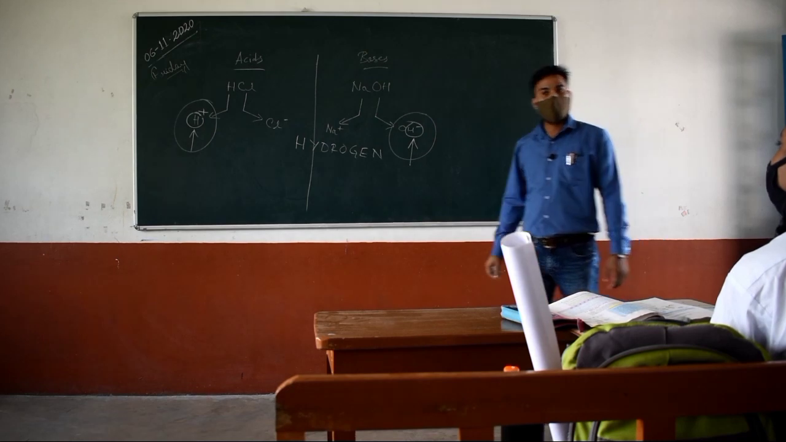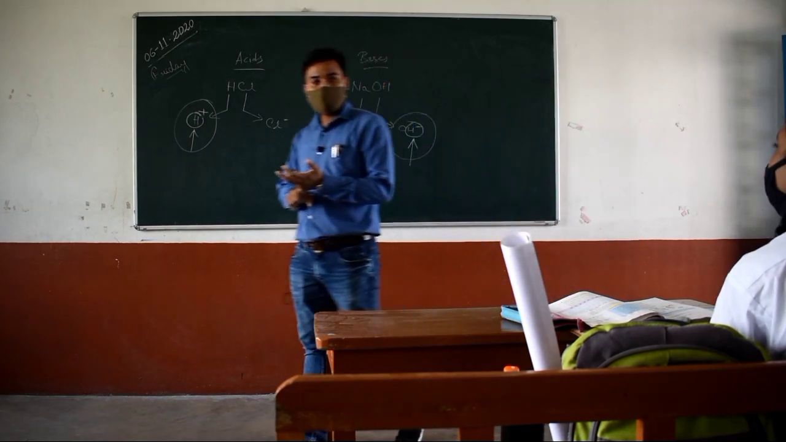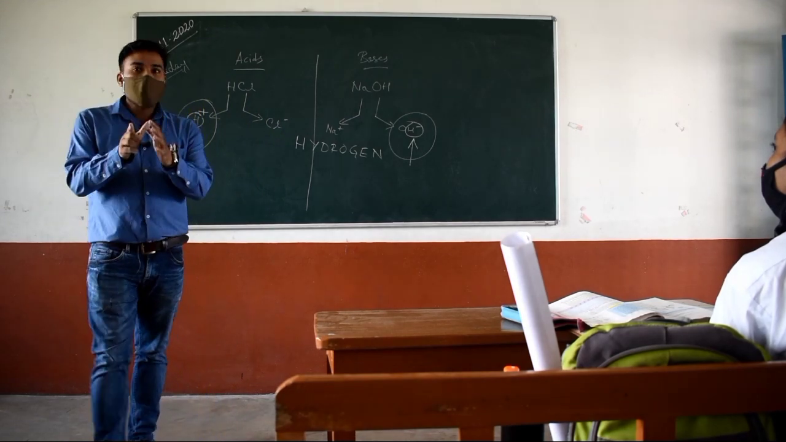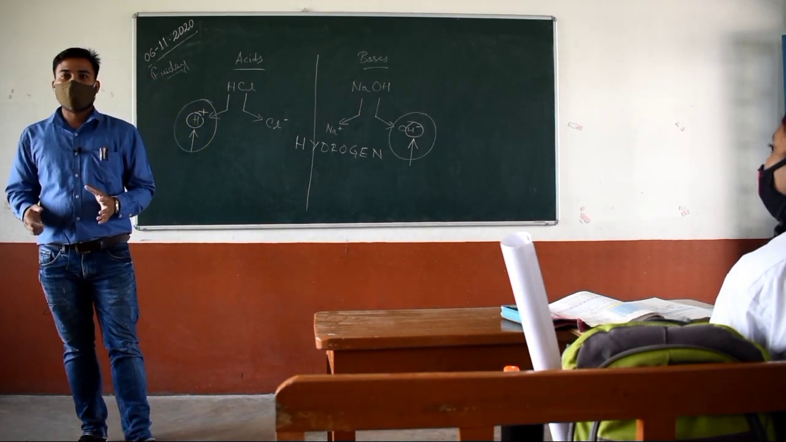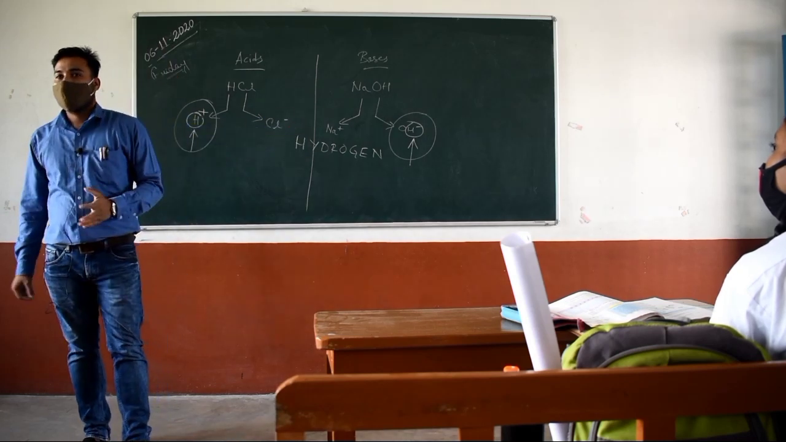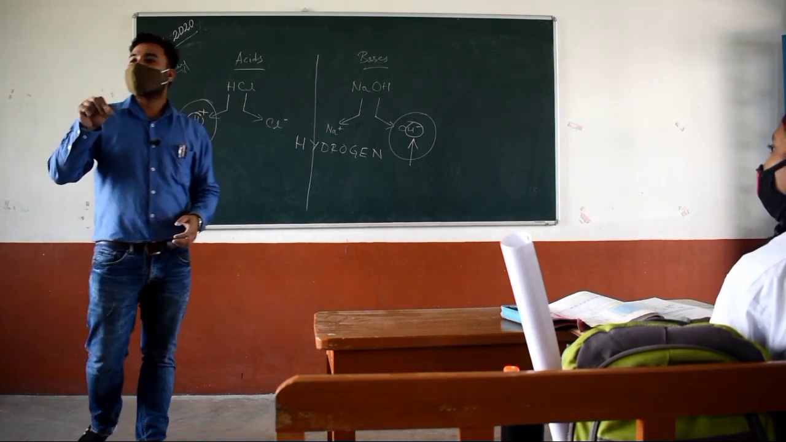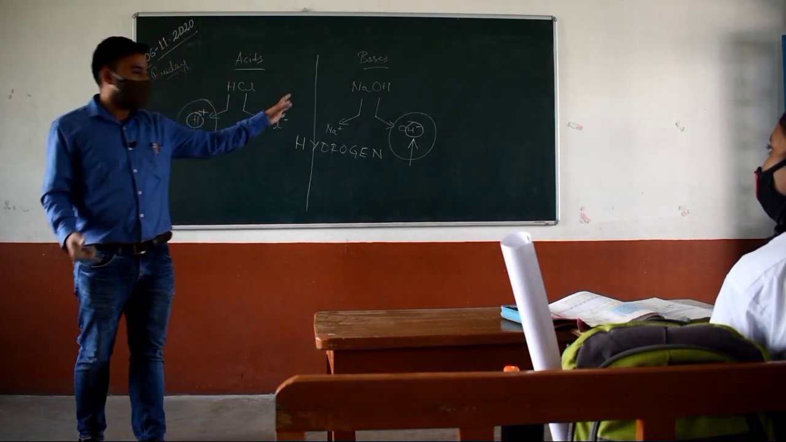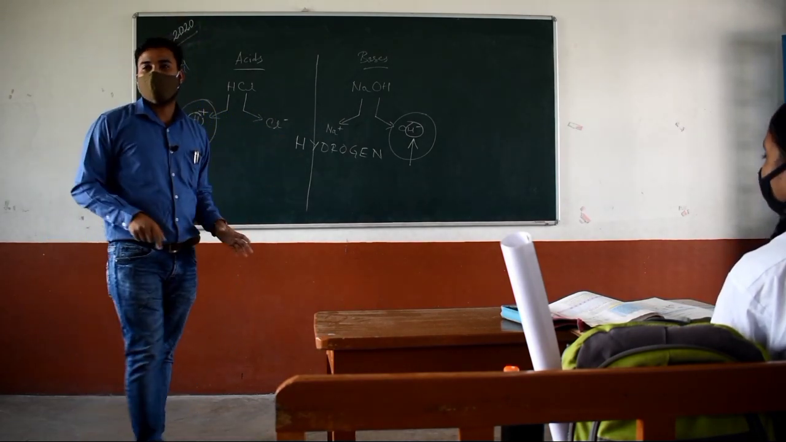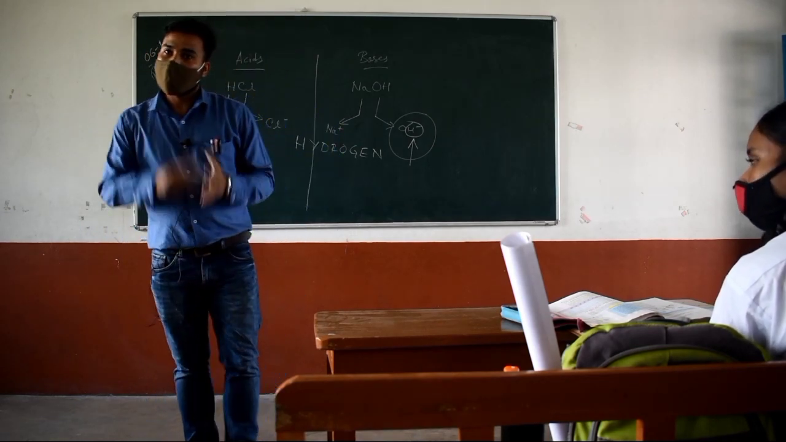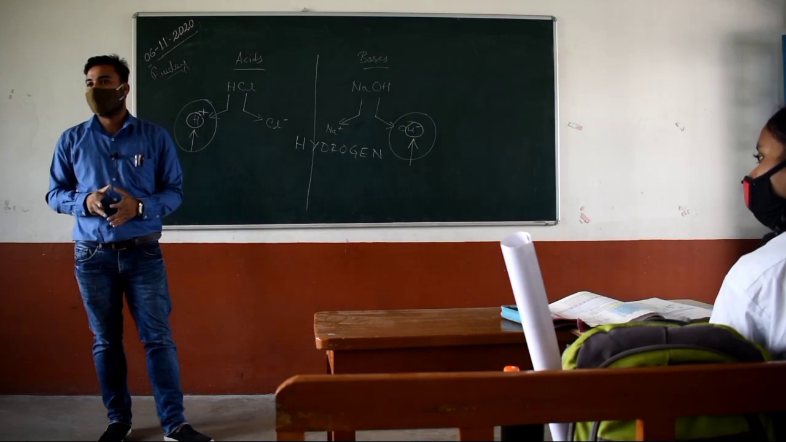Clear? If the question is asked why it is a base, you have to say that whenever this compound dissociates, it always produces OH minus ion, and since it produces OH minus ion, which is the characteristic property for a base, hence this particular compound is a base. You are able to understand now? Same answer for acid also.